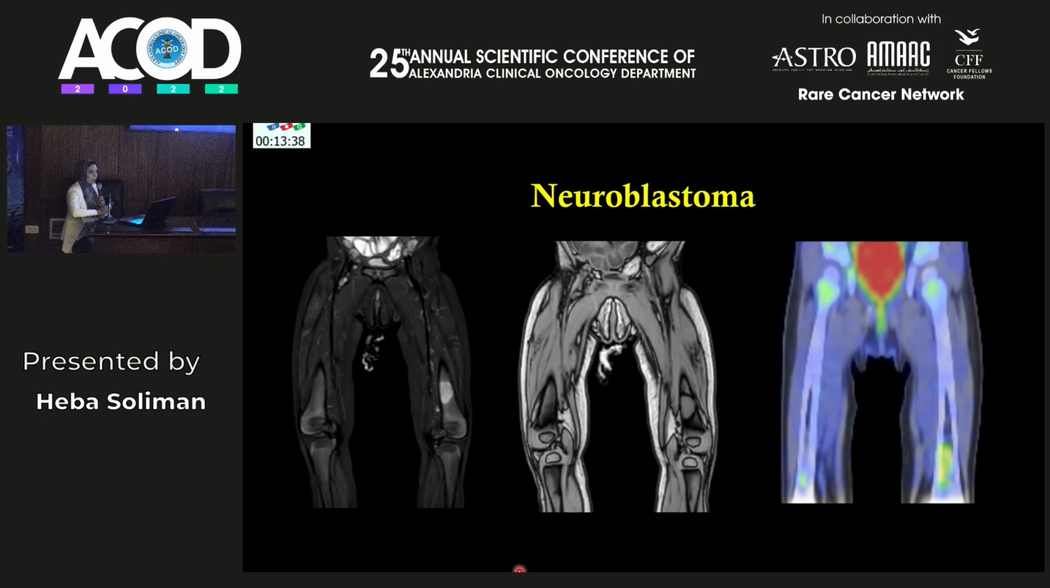Of course, in neuroblastoma, the superior or gold standard imaging is the MIBG scan, but it's not available, and we use FDG PET as an alternative in the staging. And currently whole body MRI gives equivalent results.